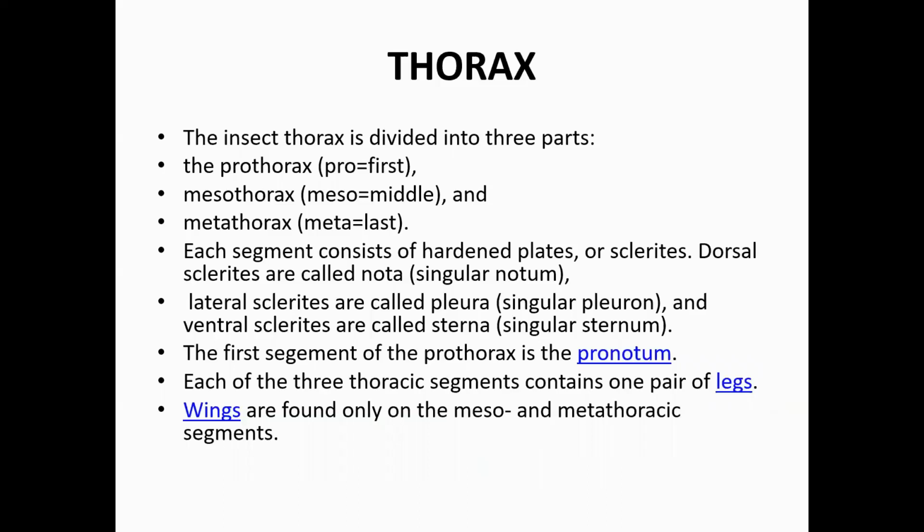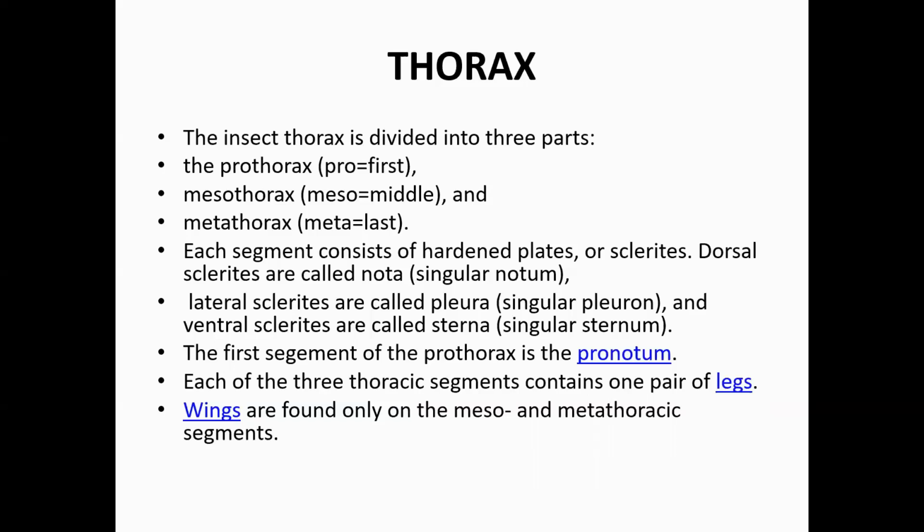Okay, in the study of morphology of insects, the next body region of the insect is the thorax, the second segment of the insect body. This insect thorax is divided into three parts: the prothorax, mesothorax, and metathorax.